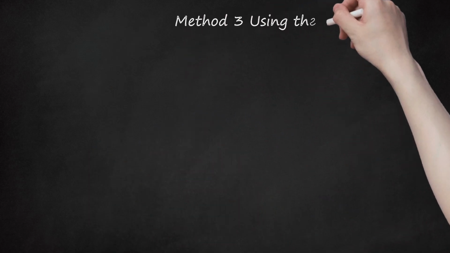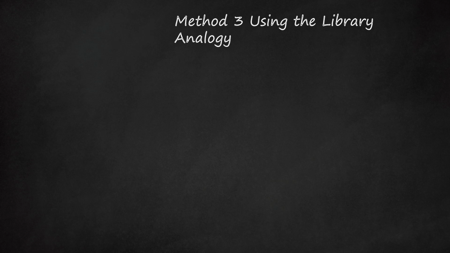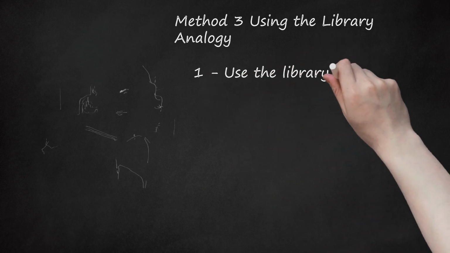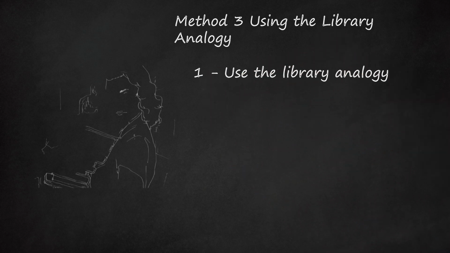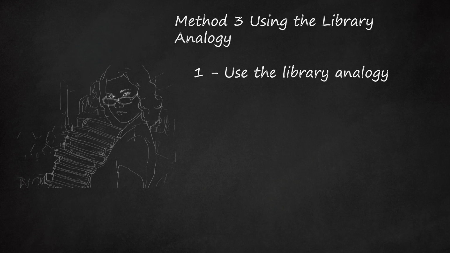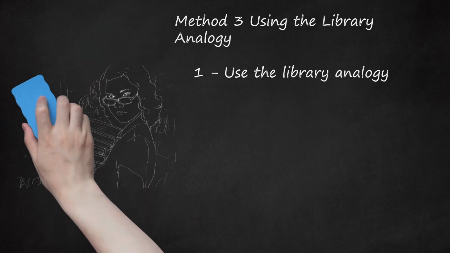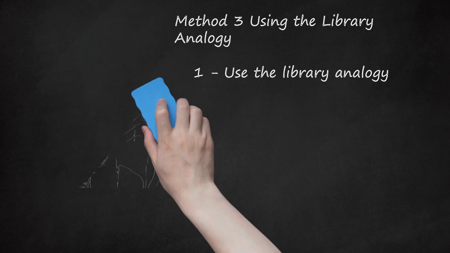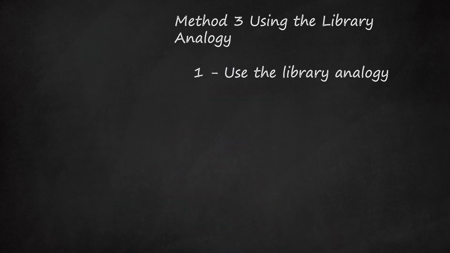Method 3: Using the library analogy. 1. Use the library analogy. A great way to help illustrate a certain concept is to use analogies. One popular analogy to explain SEO is the library analogy. Most people are familiar with how libraries work. Children and teenagers often have to use libraries to obtain sources and information for their school projects and reports.